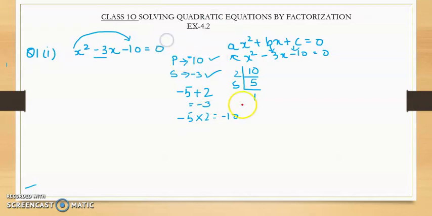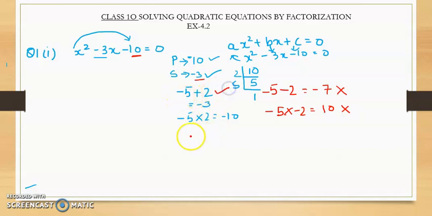I cannot take any other numbers with a different sign. Why? I'll explain to you. Suppose I take minus 5 and minus 2, then minus minus plus, minus 7 we are getting. But what is the sum we need to have? We need the sum as minus 3, so this is wrong. If I take minus 5 into minus 2, minus minus plus, I will get positive 10. I am getting a positive 10, but the sign is negative, so this is also not possible. So what is possible is this: minus 5 and positive 2.